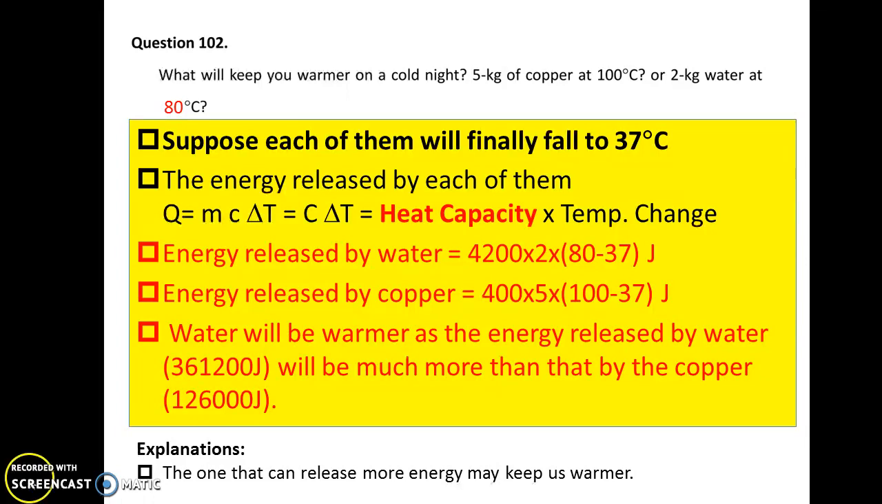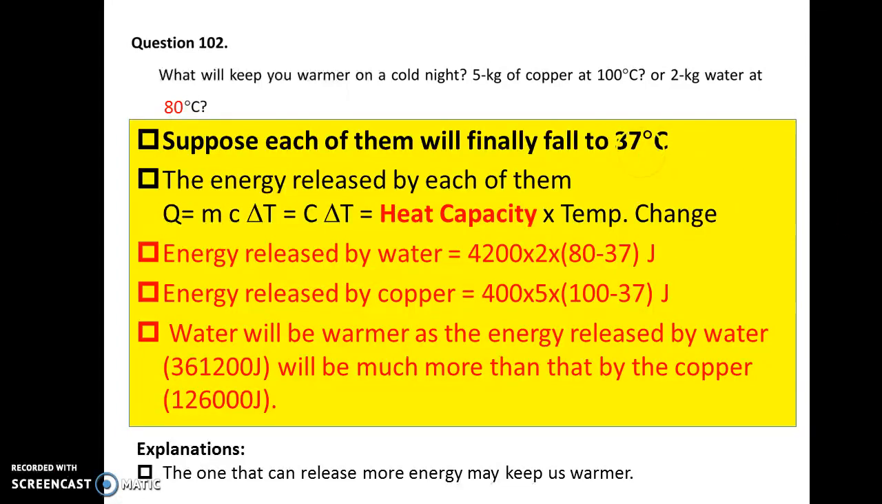Question 102. So which one may keep you warmer? Is it the metal piece, 5 kg of copper, or water, 2 kg of water at a lower temperature? The answer is water. Why? We have to find out the energy released by them.